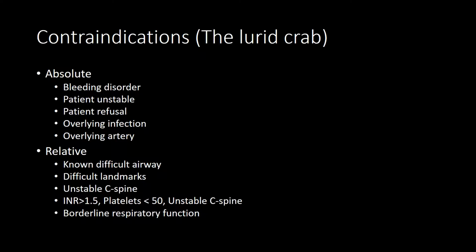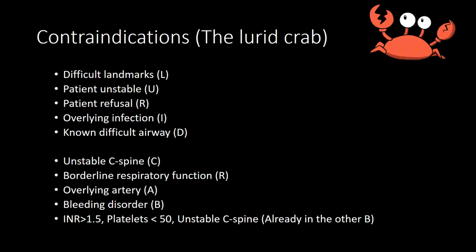So I've changed this. It's not divided into absolute and relative, but into the LURID CRAB. So difficult landmarks being L, unstable patient being U, patient refusal being R, overlying infection being I, difficult airway is D, unstable C-spine is C, borderline respiratory function is R, overlying artery is A, and bleeding disorder is B.